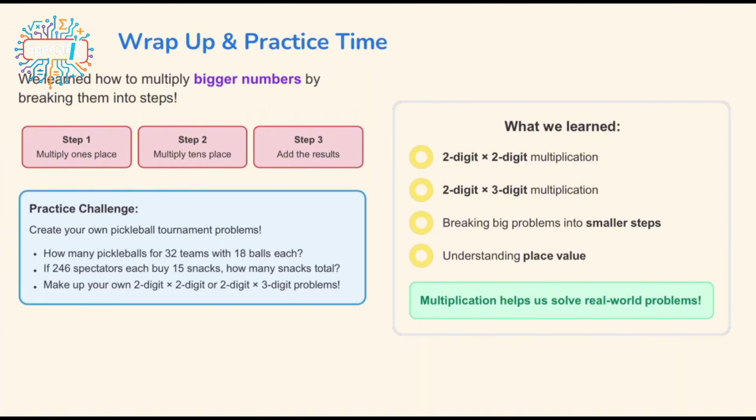So this is a very, very simple kind of practice for you. You can just do it by yourself, and after that you can leave some comments in the chat or at the bottom of this video for me, to show that you completely understand it. For instance, when we are talking about a tournament of 32 teams and each of them has 18 balls, how many balls do we need? If we do have 246 spectators and each of them buys 15 snacks, how many snacks do we have? And at this point, you can completely understand how the multiplication is happening.